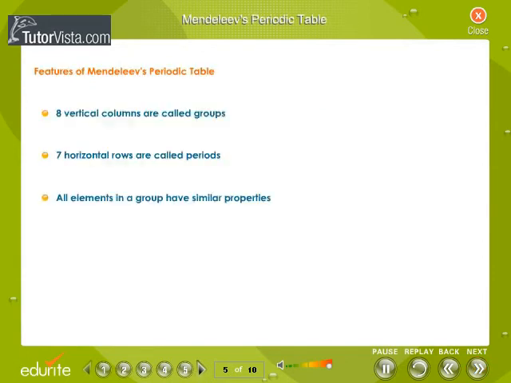Mendeleev's periodic table. Mendeleev arranged the 63 elements in increasing order of atomic masses. He arranged the elements in vertical columns called groups and horizontal rows called periods. There are 8 groups and 7 periods in Mendeleev's periodic table. The elements in a group have similar properties.